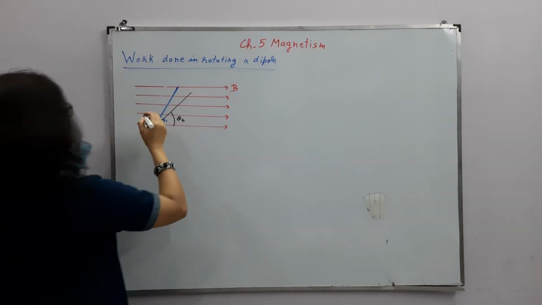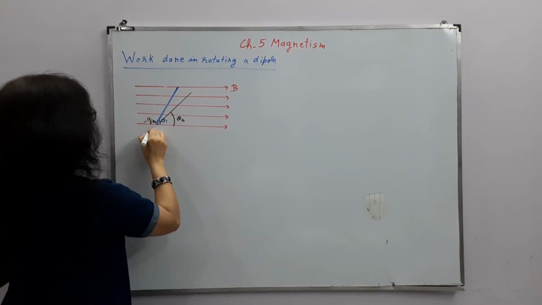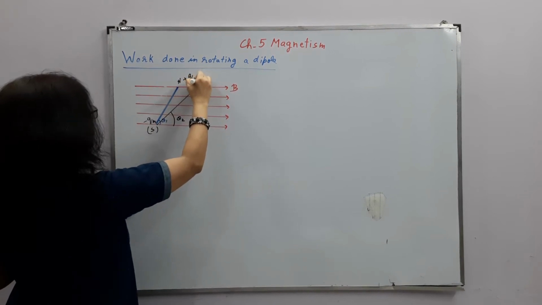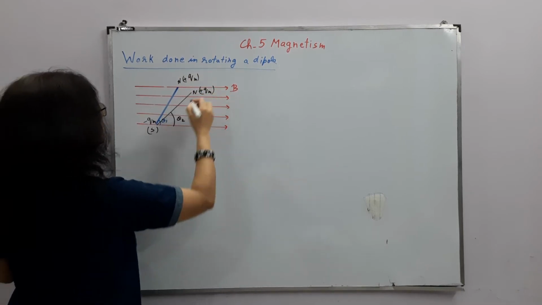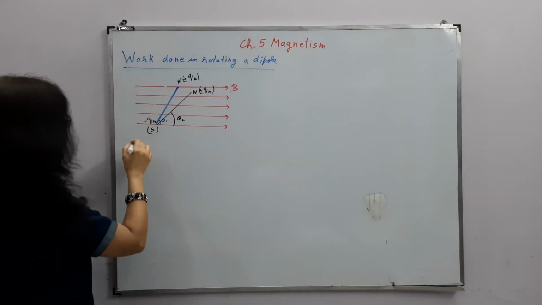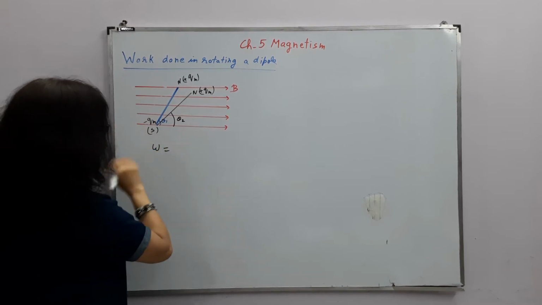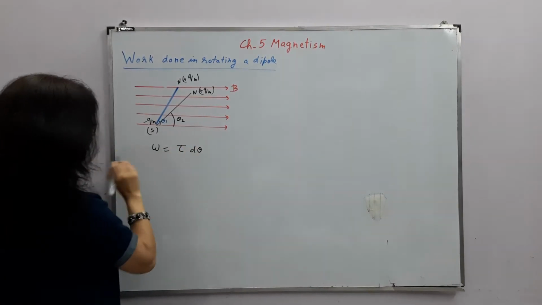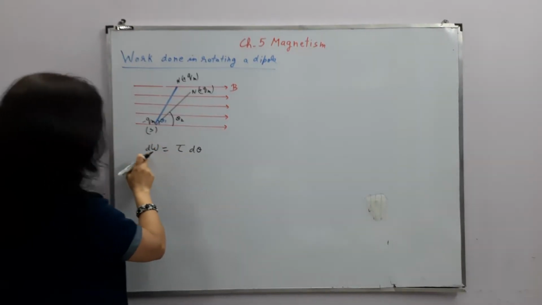So this is minus Qm, that is, this is acting as south, and this is north, having a pole strength plus Qm. Now what is the formula? The formula for work done is, work done is equal to torque d theta. Now what is the formula for torque? We will write that.